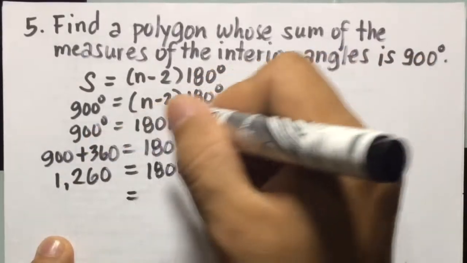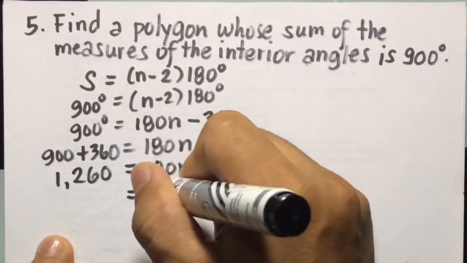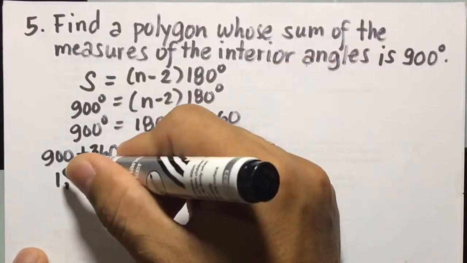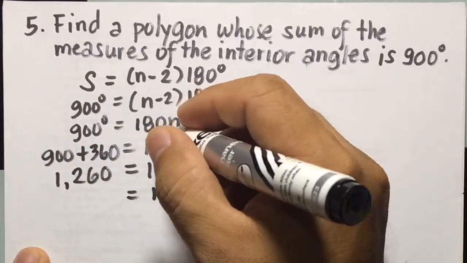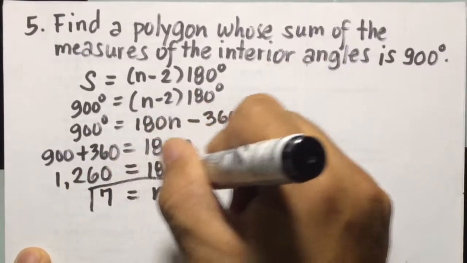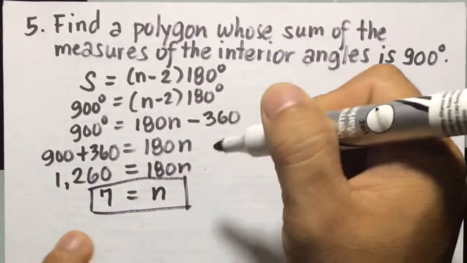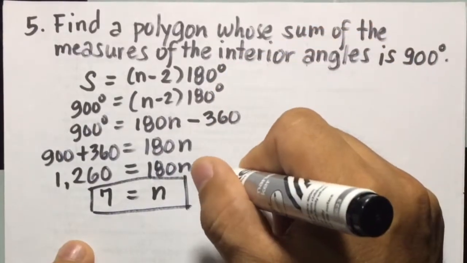Then dividing both sides by 180. So 180 divided by 180 is 1, leaving n. Then 1260 divided by 180 will be equal to 7. So n here is equal to 7, meaning the polygon that we are looking for is a heptagon.